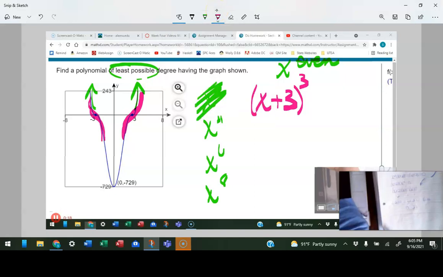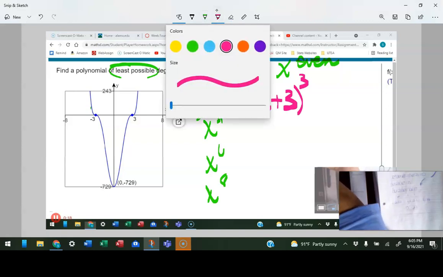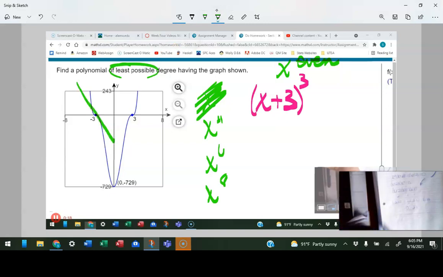So again, let me highlight. Instead of going straight through like a line, it would be an x plus 3 to the first. It doesn't do that. So what about if it was squared? If it was squared, it would come down like this and then bounce back up, and it doesn't do that. So what's my next option? My next option is it comes down and has that little hiccup like a cubic does. So does this one. So that's why I'm going to a third degree.